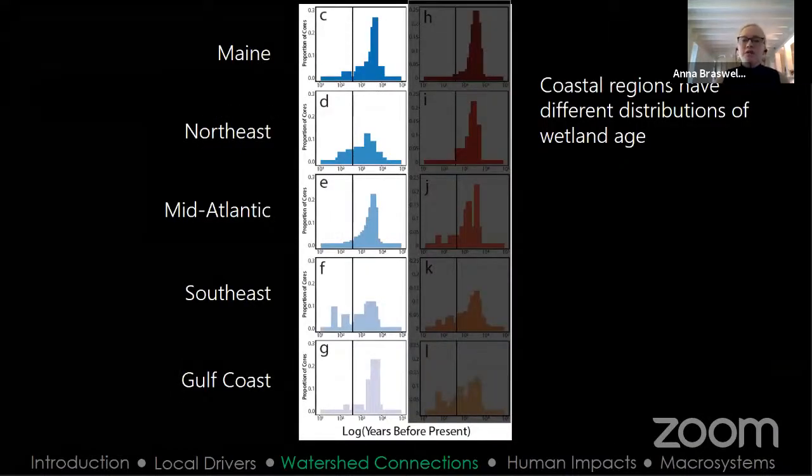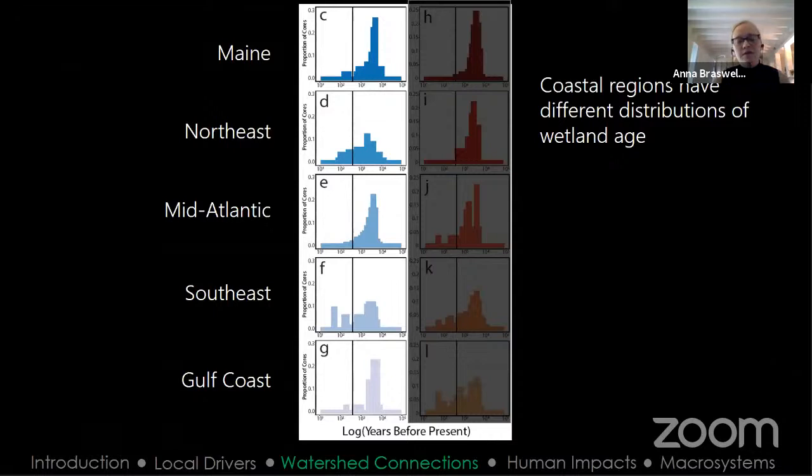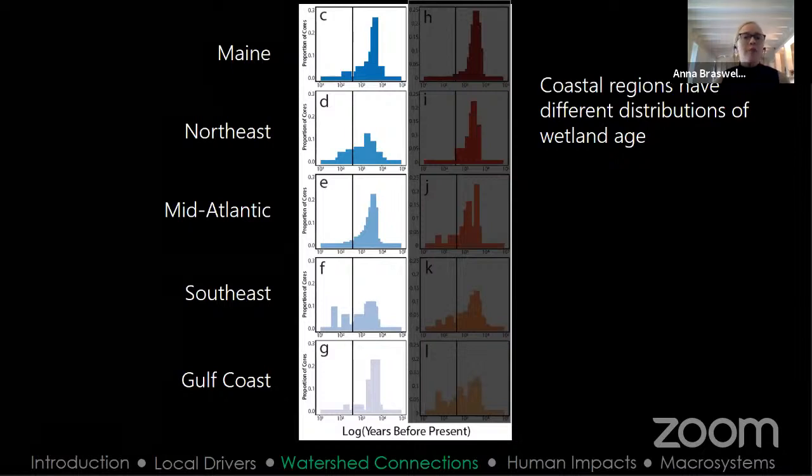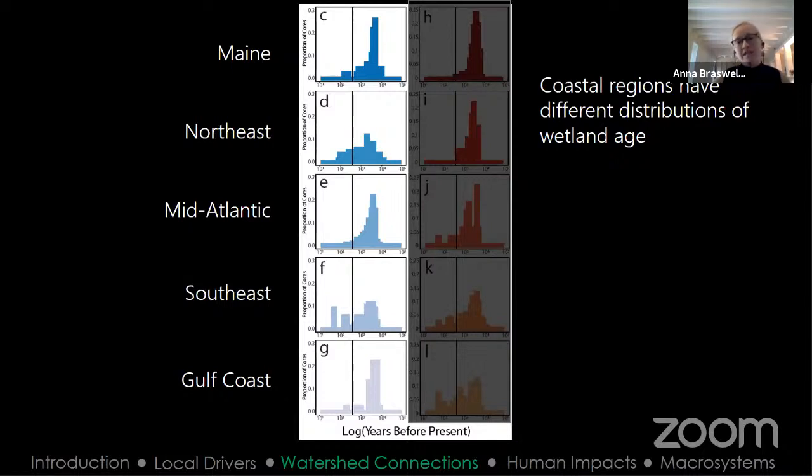We can also look at this regionally. Going from Maine at the top to the Gulf Coast at the bottom, we see that some regions have a pretty uncomplicated distribution. They're pretty related to that rate of sea level rise slowing. In places like Maine and the mid-Atlantic, we really see just one mode in our distribution. Whereas in places like the Northeast and the Southeast, the distribution is much flatter and we see a lot more younger cores, possibly pointing to other drivers, possibly European colonization as a signal in these particular areas. But it definitely seems like there are regional differences in the formation processes happening in these areas.